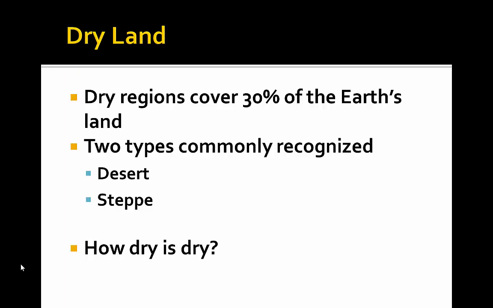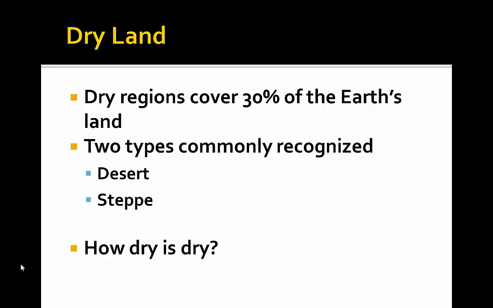Now let's switch gears here and start talking about the opposite extreme. Instead of cold, let's talk about hot. Dry lands cover about a third of the Earth's surface and are commonly divided into deserts and steppes, steppes being semi-desert, semi-arid areas. But the real question is, how dry is dry?